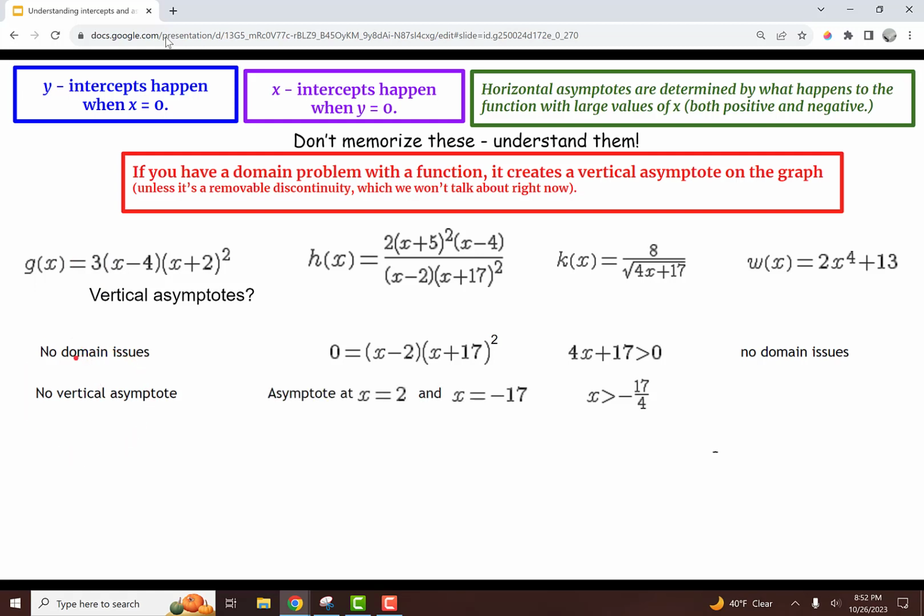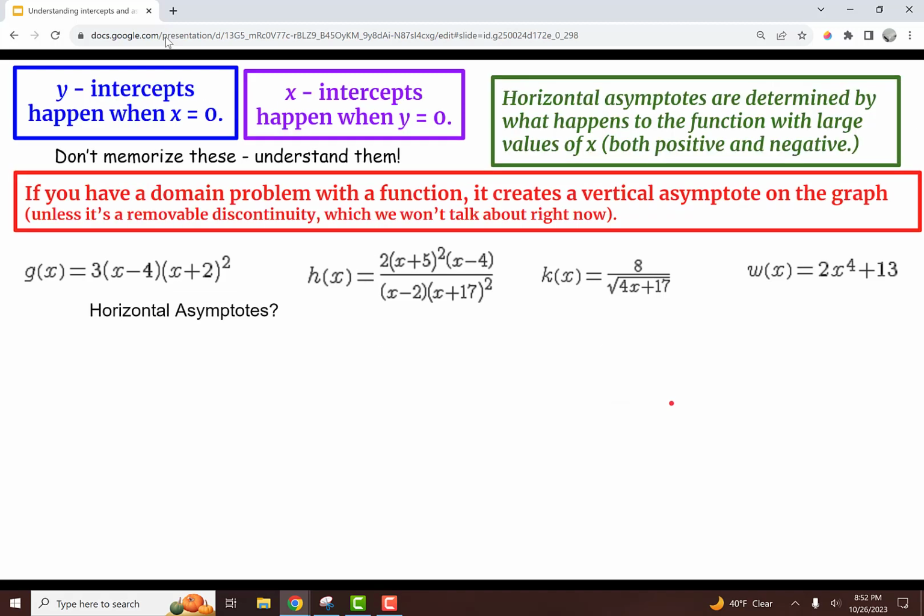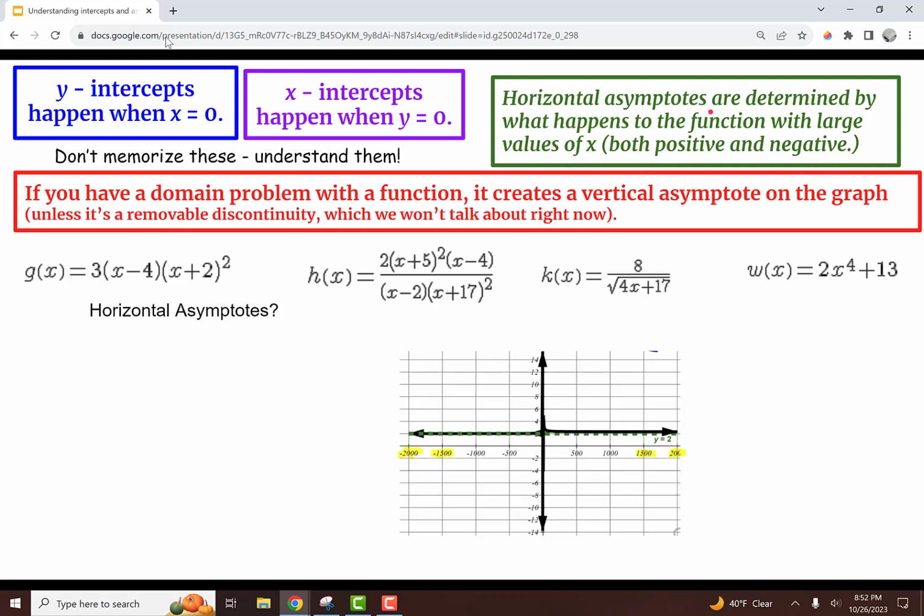H, the domain problem happens when the denominator is 0. That happens at 2 and 17. K, your domain is going to be 0 when x is negative 17/4. And W, there's no vertical asymptotes on that one. Okay, lastly, horizontal asymptotes. That, again, happens when you plug very large values in.